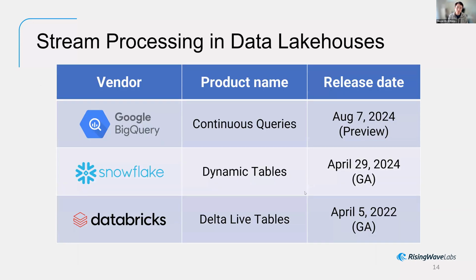Okay, stream processing is definitely not new, but the interesting part is that big vendors like Google BigQuery, Snowflake, and Databricks just released their stream processing product lines recently, within these 2 years. For Google, I mean, they just released it last week, and it's still under preview. It's not GA yet, but it's called continuous query. For Snowflake, it's dynamic tables, and it's also not an old product. It's just 4 months old, right? It went GA on April the 29th, literally 4 months ago.